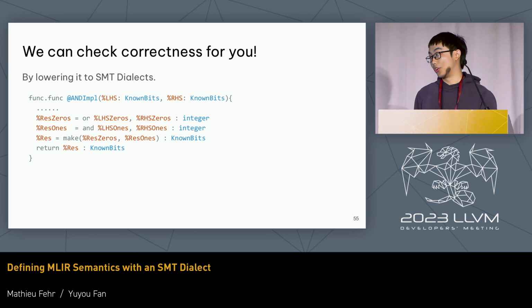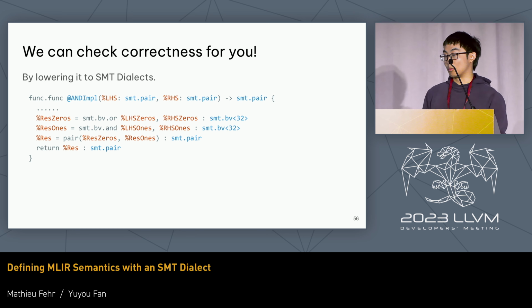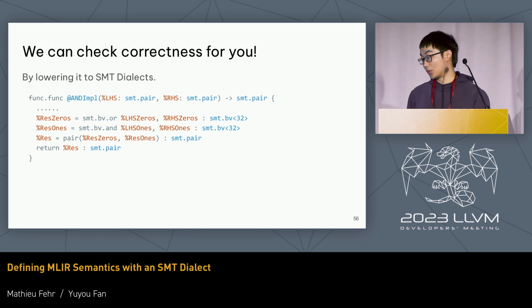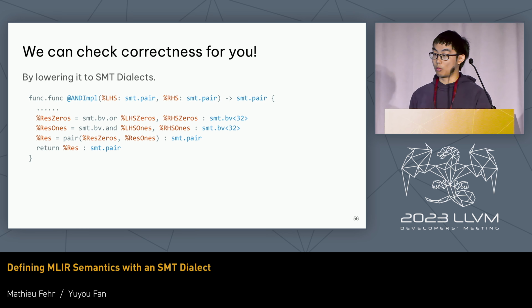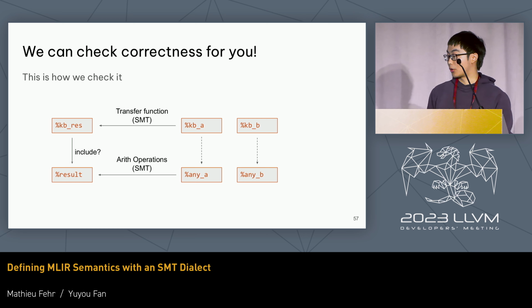So this is still the implementation we provided before, and we can directly lower it to SMT. You can see the known bits are lowered to SMT pairs, integers are lowered to SMT bit vectors, the make operation is lowered to this pair operation. It's a direct lowering transformation. And this is how we check the correctness.